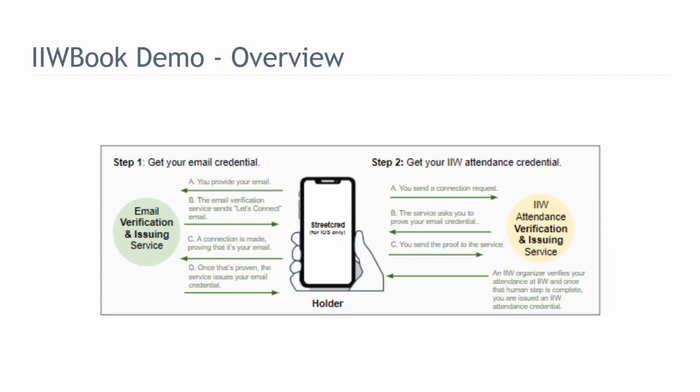Second step is we'll go to the IIWBook service. It will ask for proof of our email address, and then that proof, the information from that proof, the claim, will be given to someone to check up in the IIW attendance list. The name of the person will be extracted associated with that email address, and we'll give a credential back to that person, to our mobile agent, saying that we attended IIW. So that's the overall process. Let's go through the steps of it.